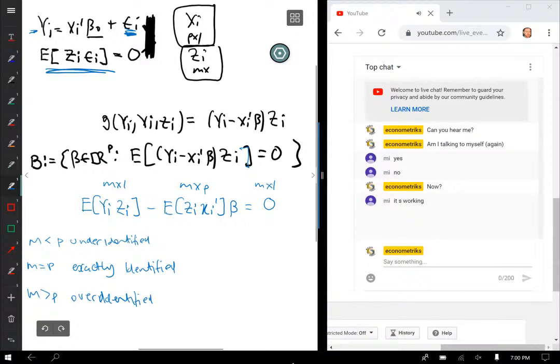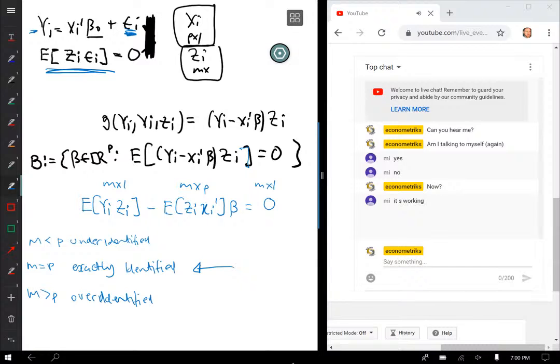Because it won't be uniquely solvable here. If m is bigger than p, if you've got 10 equations and one unknown, then you can't solve all of them. But again, there will still be just one beta that will satisfy this, but you won't be able to solve this uniquely. You'd have to use, so we'll come back to this, but let's just start with the exactly identified case, when you've got as many instruments as you have regressors.